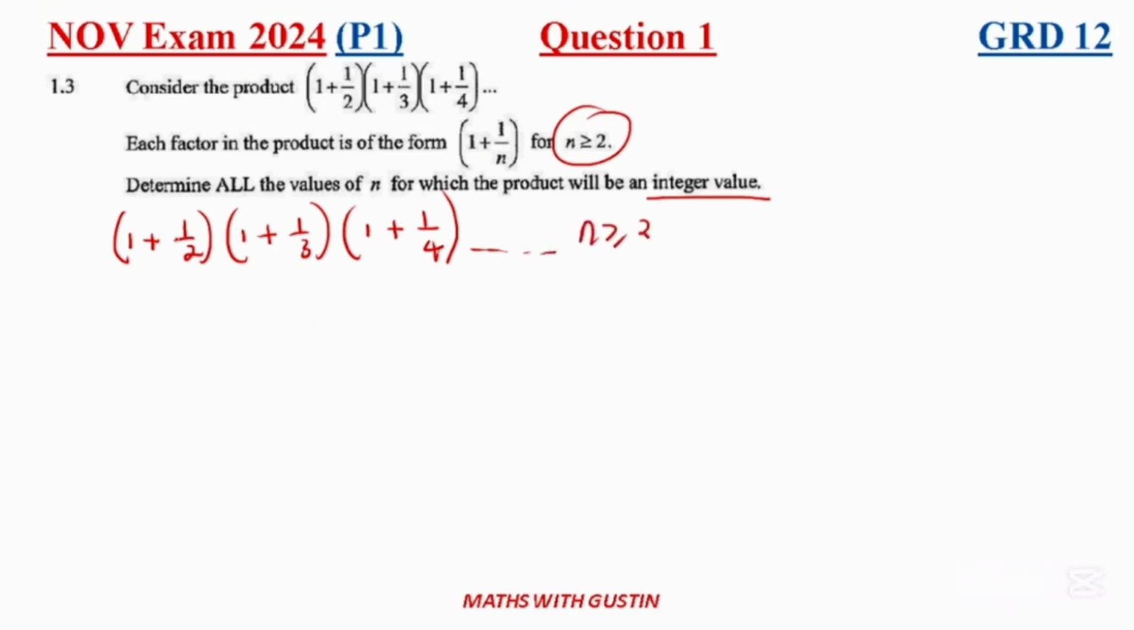So now in this case, when you simplify this, put this in your calculator. 1 plus 1 over 2 will give us 3 over 2. Therefore in brackets, this one will give us 4 over 3, and then this one will give us 5 over 4, and then it continues on and on and on. So what do you see here?